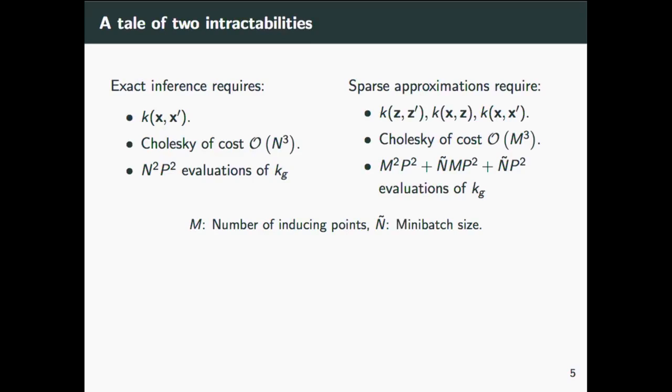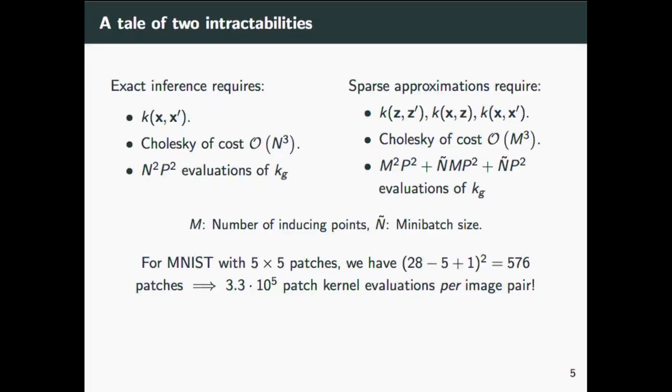Right, so to what extent does this standard approximation technique help us with performing inference in convolutional Gaussian processes? Well, it solves two problems. It solves the problem of dealing with the non-Gaussian likelihood, and it solves the problem of having to invert this large matrix. However, we still need to evaluate covariances between the inducing points and our observations. And as we saw earlier, this requires p-squared evaluations of the patch covariance.